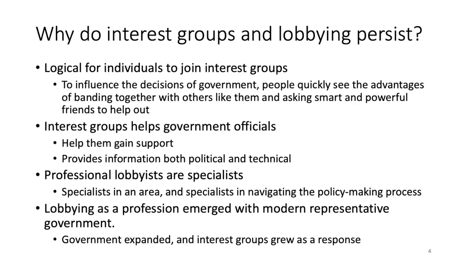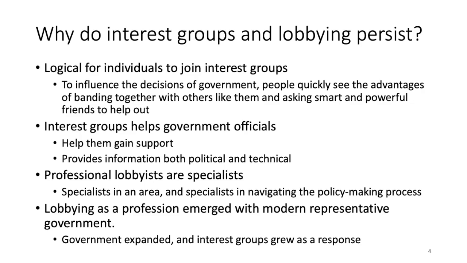Secondly, the second bullet point here, interest groups help government officials. So this is something that's less well known. Government officials look at tons of policy all the time, at the state level, at the federal level, and they're not experts in everything. We've talked about this before. So how then do government officials or elected officials really know what's good policy and what's not good policy?